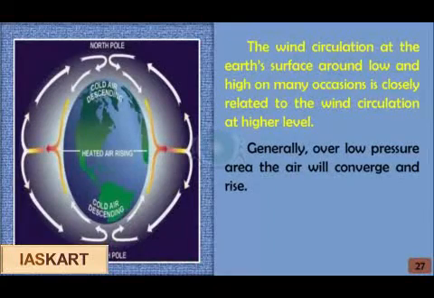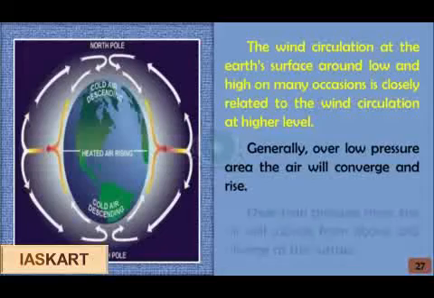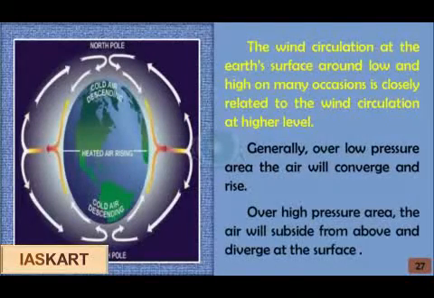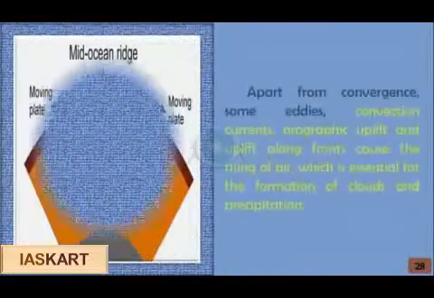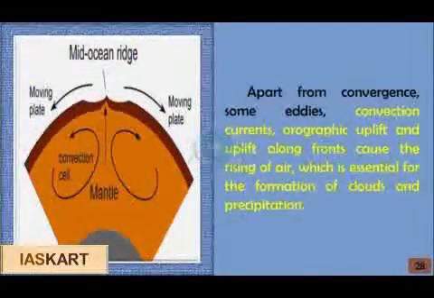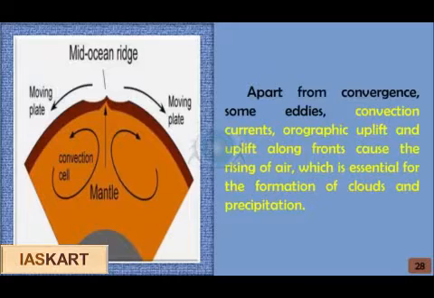Generally, over low pressure areas, the air will converge and rise. Over high pressure areas, the air will subside from above and diverge at the surface. Apart from convergence, some eddies, convection currents, orographic uplift and uplift along fronts cause the rising of air, which is essential for the formation of clouds and precipitation.